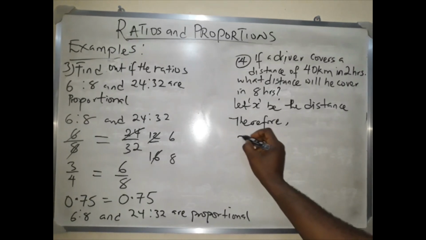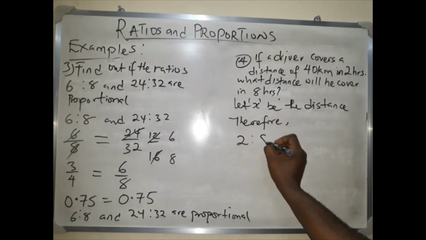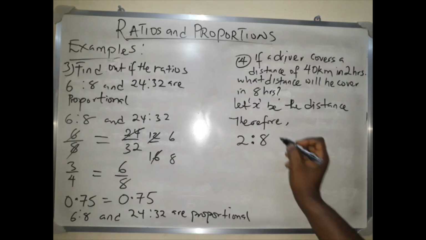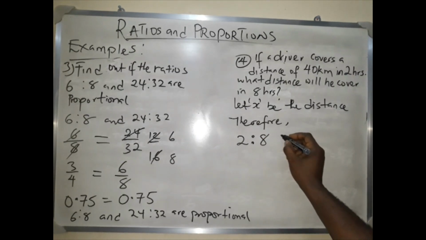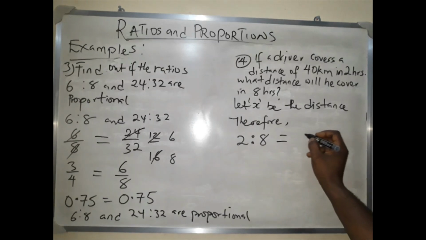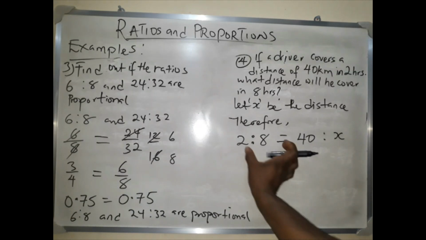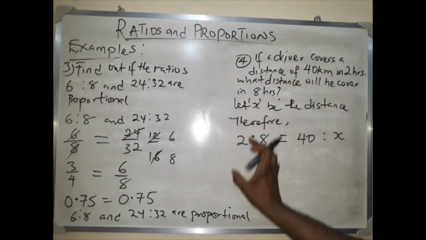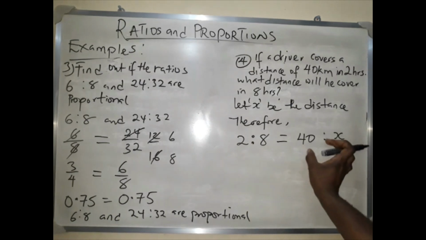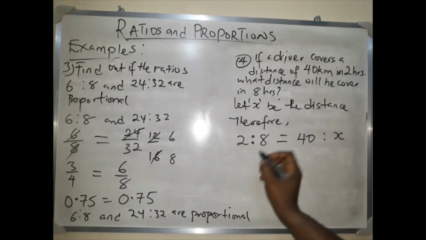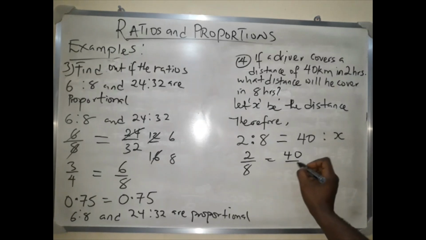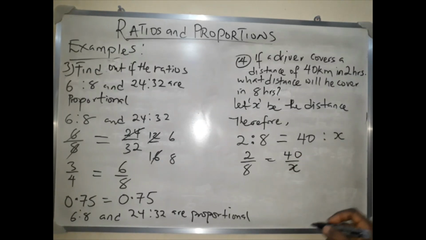Now, therefore, we're going to have 2 hours to 8 hours, 2 ratio 8 for the time. And then we're going to have that equal to 40 to x, which is our unknown. 2 hours to 8 hours for the time, 40 to x for the distance. So we can represent it as 2 over 8 is equal to 40 all over x.